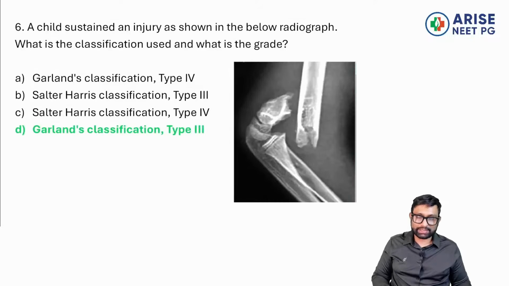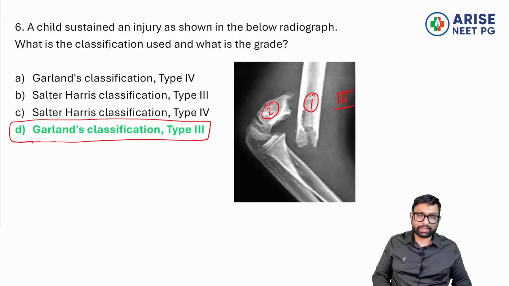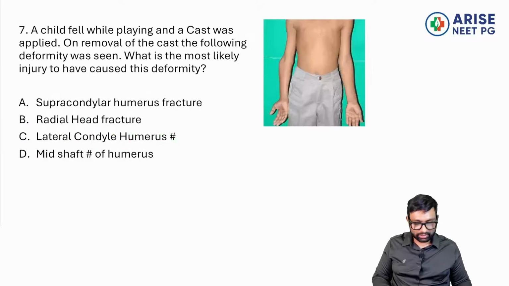Okay. So the answer here, because you are noticing that this fragment and this fragment are completely displaced. So this has to be type 3 Gartland, not type 4, type 3 Gartland. So the answer is D, type 3 Gartland. Okay. So that is the answer to this MCQ. Now let's go into the next MCQ, another MCQ related to the same trauma.